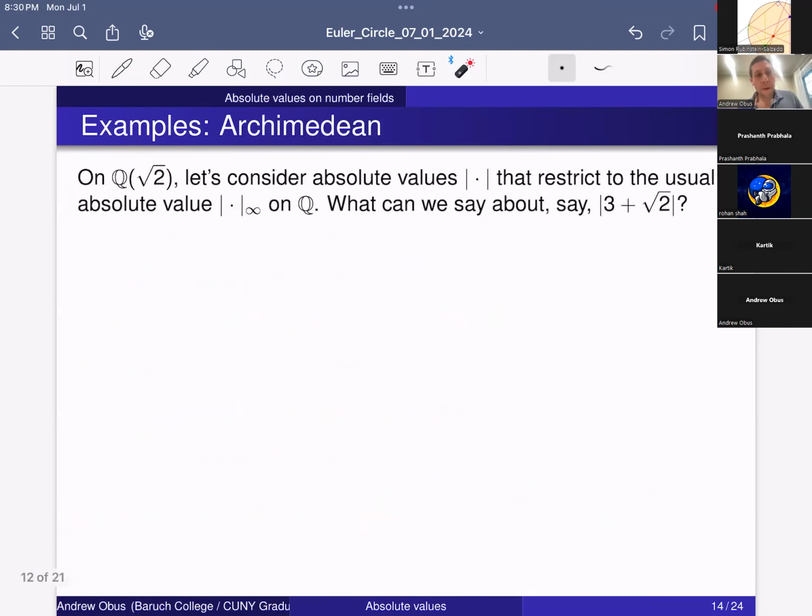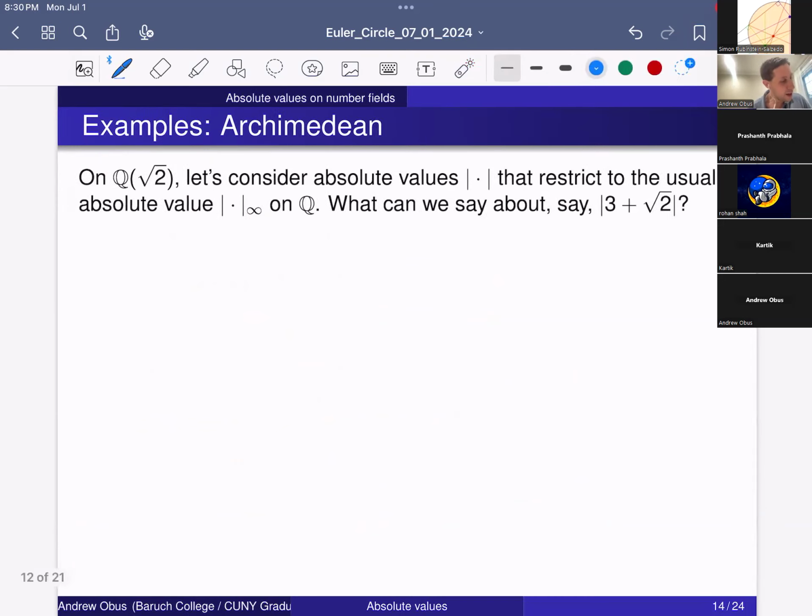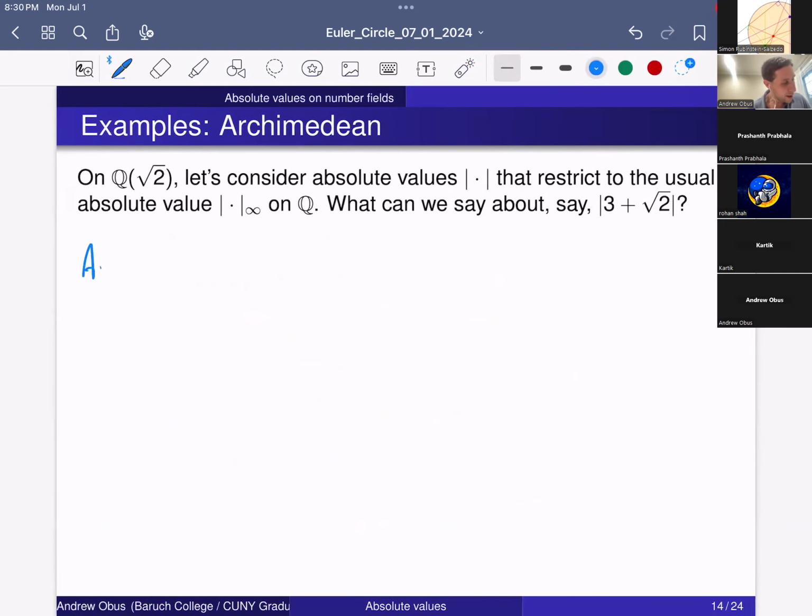So what's another type? What about Archimedean absolute values? Let's consider Q(√2), and we want to consider absolute values that just restrict to the usual absolute value on Q. What can we say about 3 plus square root of 2? This is a little bit more complicated to prove things about, so I'm not going to give as much of a justification, but I'm just going to tell you the answer right now: there's two choices of absolute value.